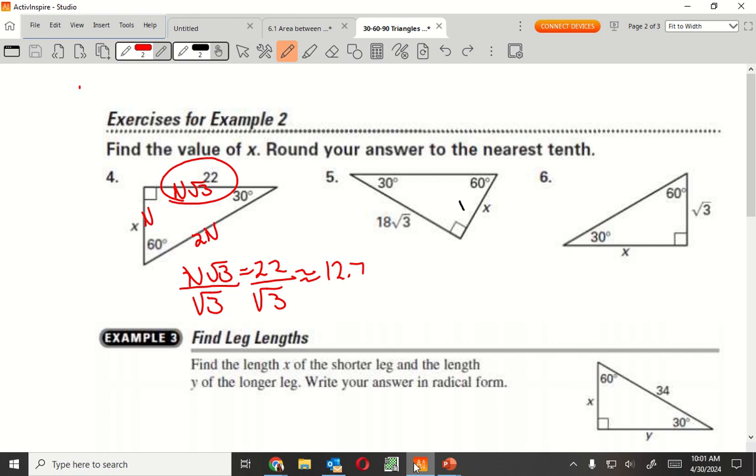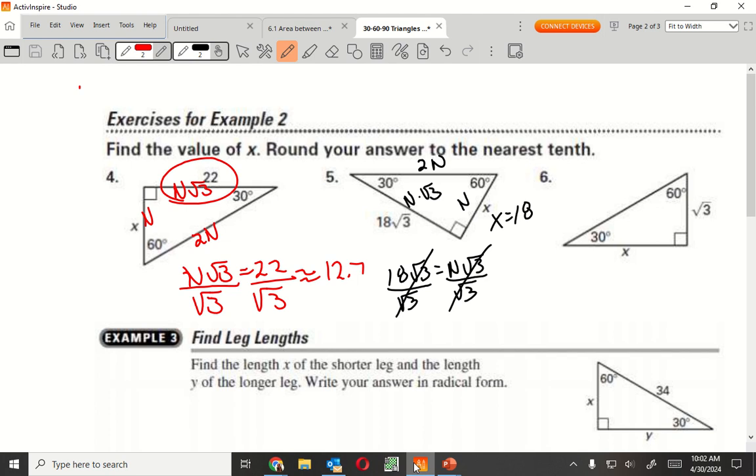All right, this next one. This is going to be n. This one is n times square root of 3. And this one is 2n. So, if you look right here, I could do the same thing I just did on that last one. 18 square root of 3 is equal to n square root of 3. If I wanted to get my n by itself, what would I do? Divide by rad 3. And so my n is just 18. So right here, x equals 18. So that one hopefully was a lot easier.